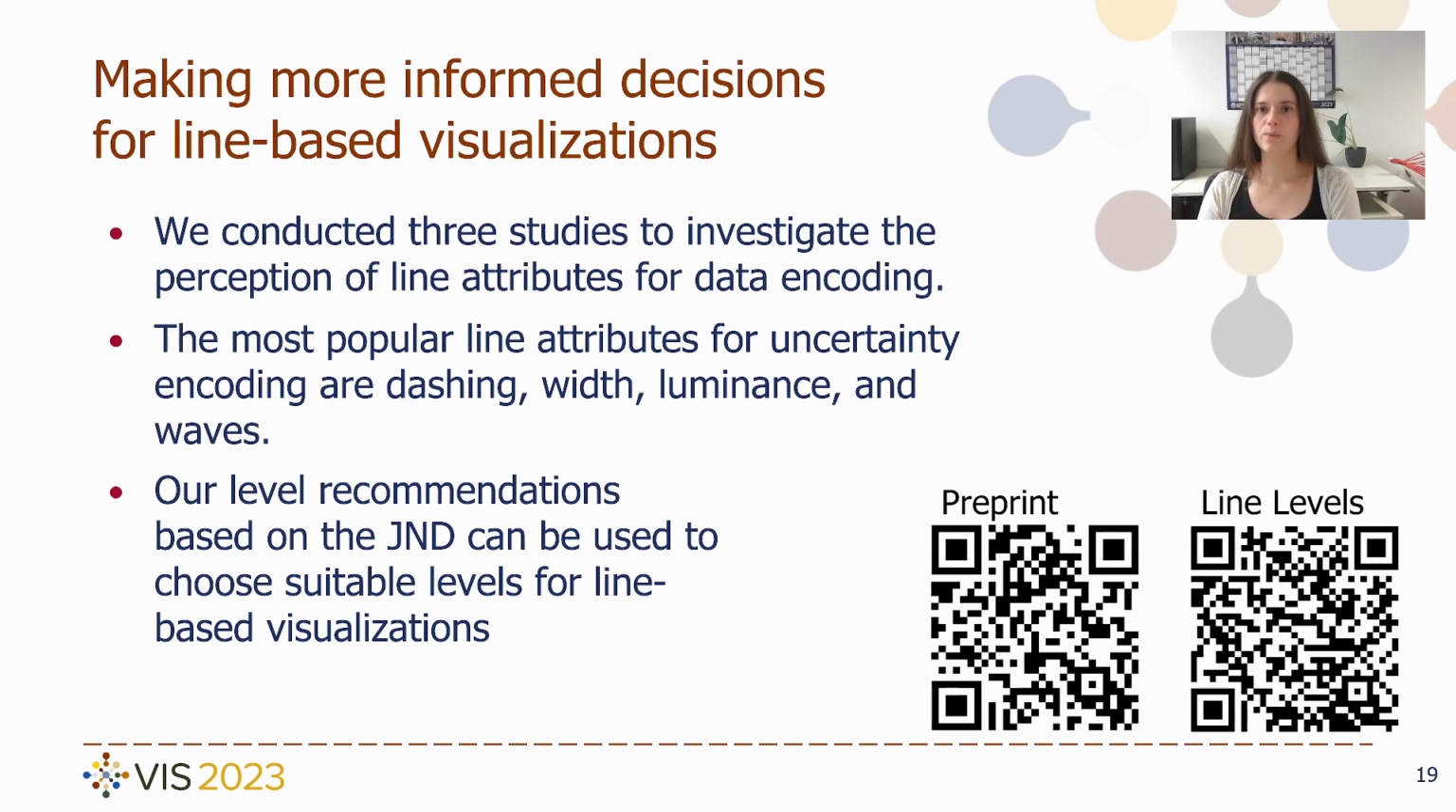To conclude, we conducted 3 studies to investigate the perception of line attributes for data encoding. We found that the most popular line attributes for uncertainty encoding are dashing, width, luminance, and waves. For these line variables, we derived level recommendations based on the just noticeable differences. The recommendations can now be used to choose suitable line levels. We hope that our work helps in making more informed decisions for line-based visualizations.